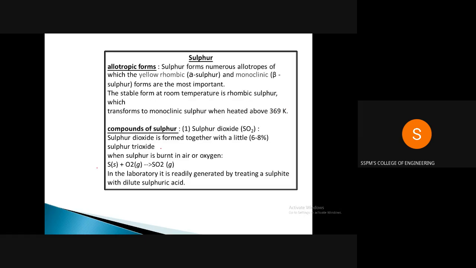Then sulfur is also an important element, especially the hybridization of sulfur. In the last CAT exam, they asked the question: what is the hybridization state of sulfur in sulfur dioxide? Sulfur dioxide has double bond character, hence sp2. Why is it sp2? Because it has double bond character.